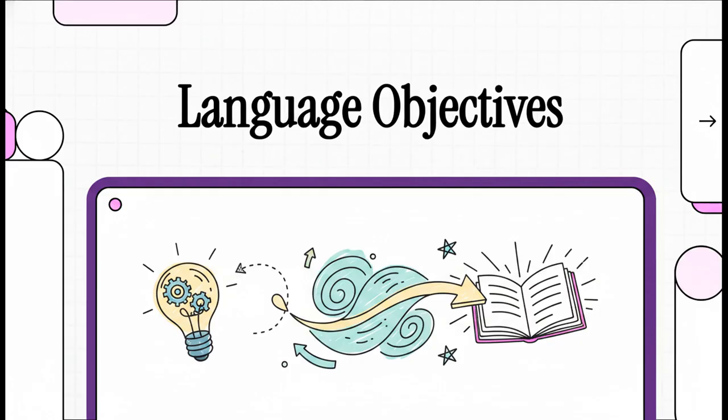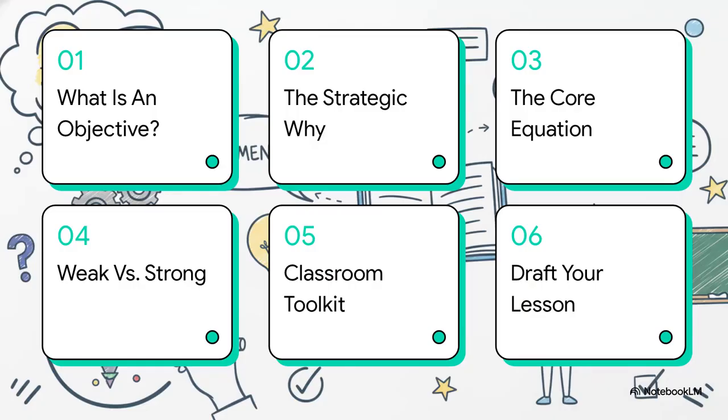That's exactly what we're unpacking today. By the end of this explainer, you're going to have the exact equation you need to transform your instruction as early as tomorrow morning. Here's our roadmap. What is a language objective? The strategic why, the core equation, some weak versus strong showdowns, the classroom toolkit, and we'll finish up by drafting your own lesson. Let's dive right in.